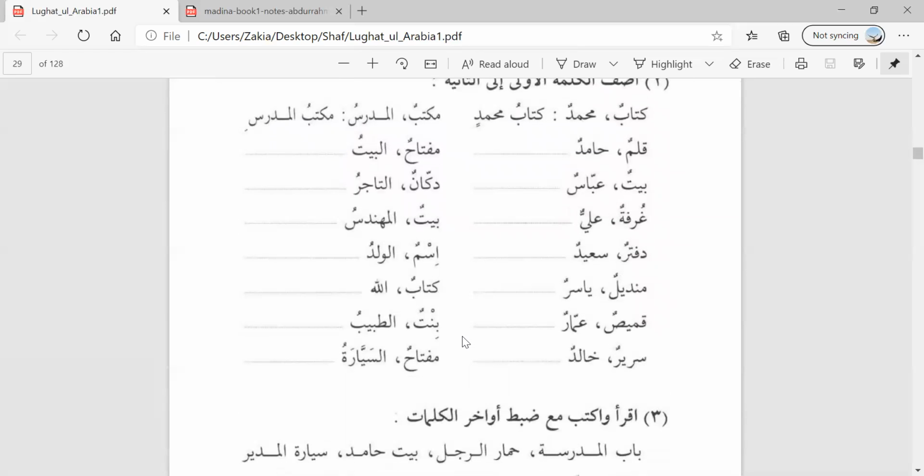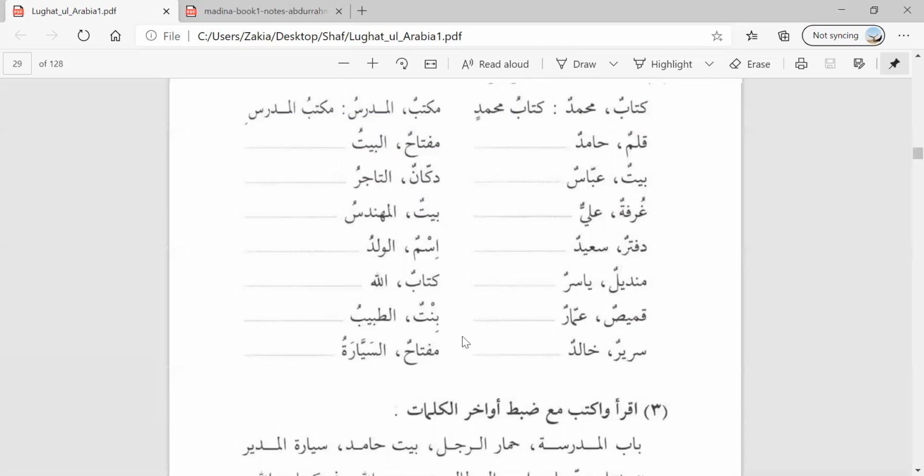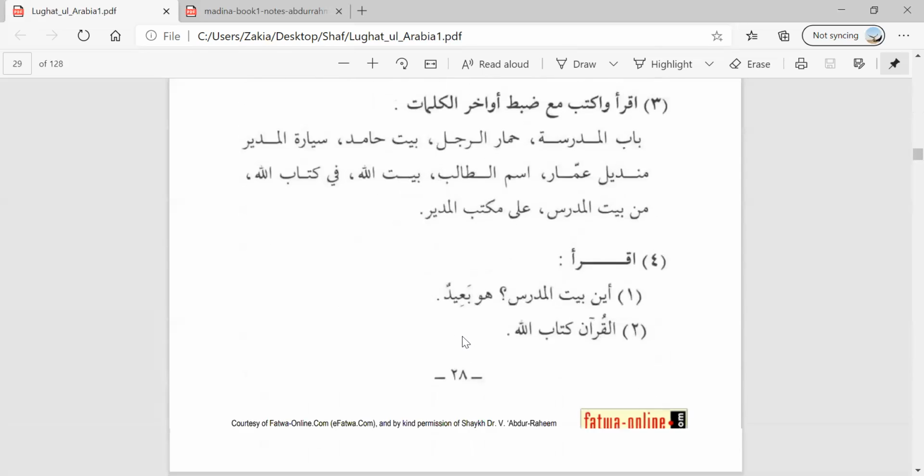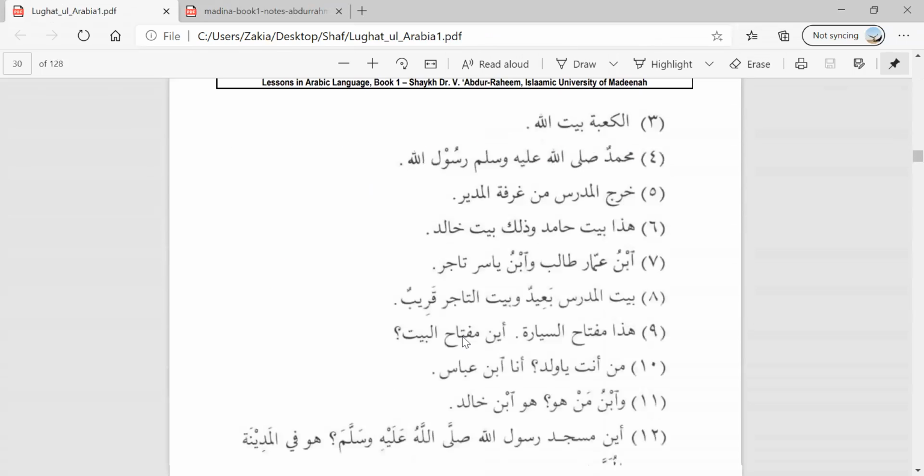Okay, so you just complete these. Here you have kitabun Muhammadun. So kitabu Muhammadin. Here's mudaf and mudaf ilayh. Now remember that this is the kitab, kitabu Muhammadin. Remember, a possessor and what is being possessed do not take al on it. So that would be what we've covered in the previous lessons.